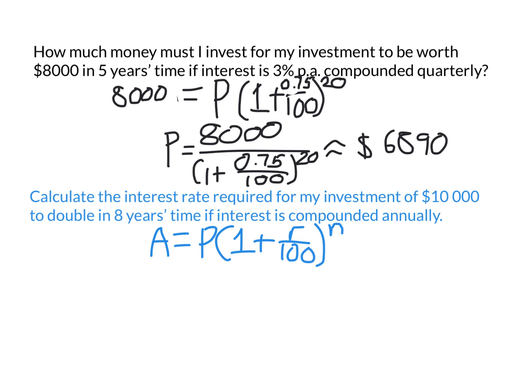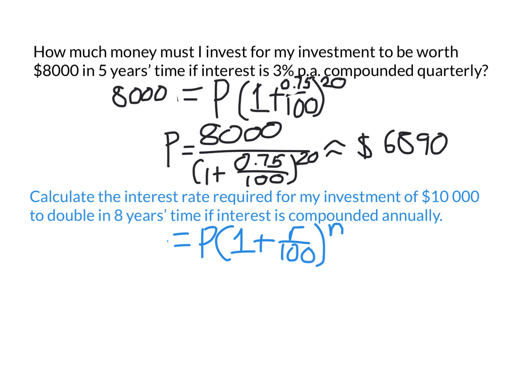So let's now look at a question in which we're finding R. We're asked to calculate the interest rate required. So that is R. That's how I know I'm finding R. We're told the investment of $10,000 is to double in 8 years' time. Interest is compounded annually. So let's go to our equation and substitute in everything that we know.